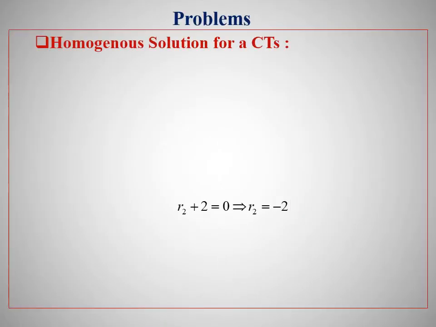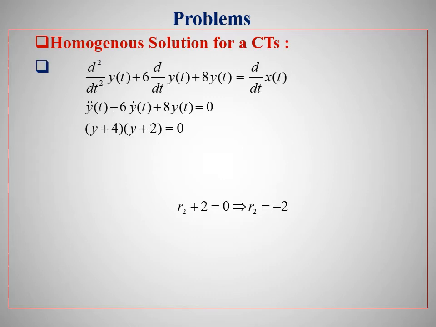Let us go on for one more problem on finding a homogeneous solution for a continuous time system. Let us consider the problem as d squared by dt squared y of t plus 6 into d by dt of y of t plus 8 into y of t is equal to d by dt of x of t. This could be represented as y double dot of t plus 6 into y dot of t plus 8 into y of t is equal to 0.